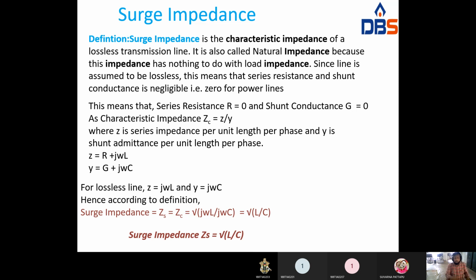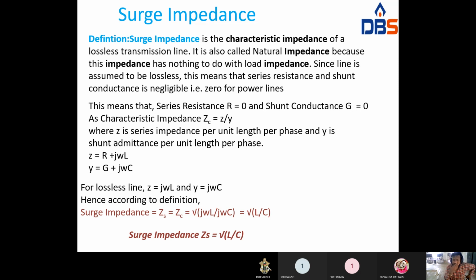Now, the problems of ABCD constants, the design of ABCD constants or generalized constants of a transmission line, for short, medium and long transmission lines. Now, another concept is called surge impedance. It is very, very important. It comes for 2 marks, and in competitive examinations it is also very important. Every time they ask about surge impedance or surge impedance loading.